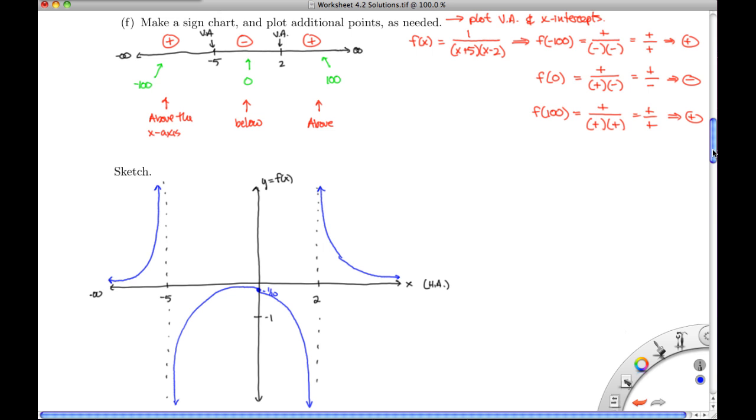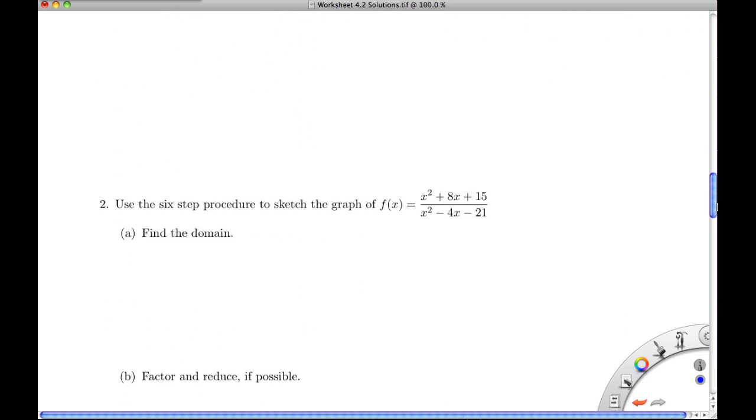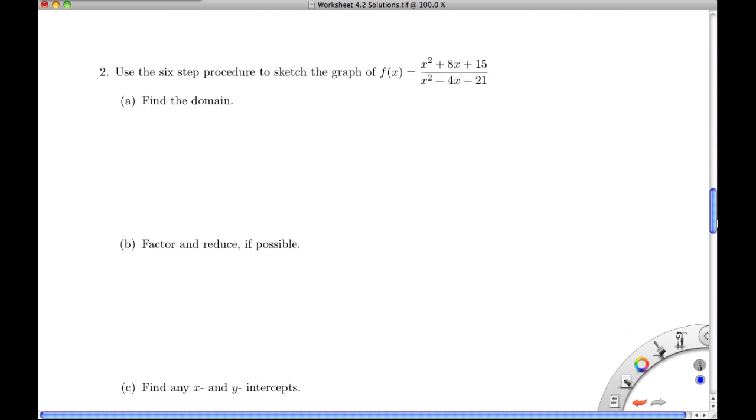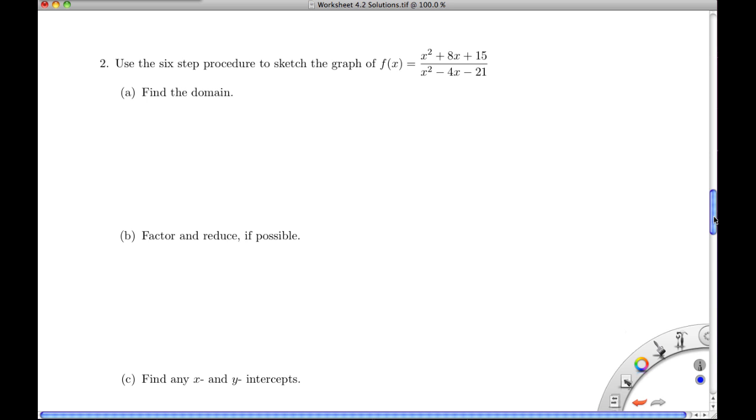Alright, so for number 2 on the worksheet, we are essentially doing the exact same thing. It's got a couple different things going on compared to the first one, but the process is really the same, and that's what this worksheet's driving home: there is a process, that 6-step procedure, to get a good sketch of a rational function. Alright, so maybe we can go through this one with a little less wordiness, but it's the same type of process. So first thing we need to do, find the domain.